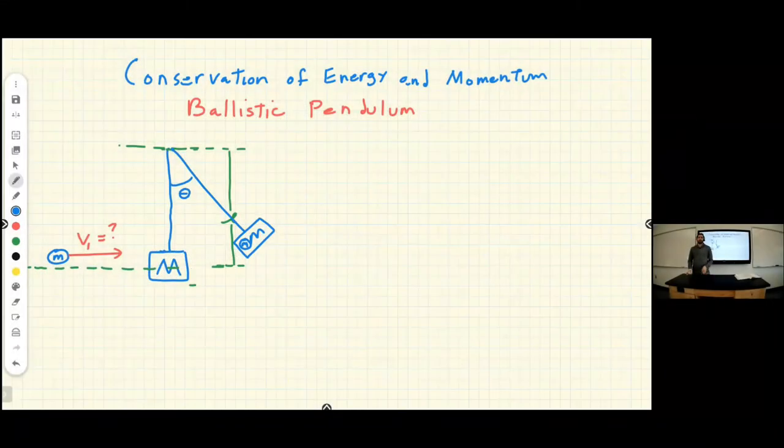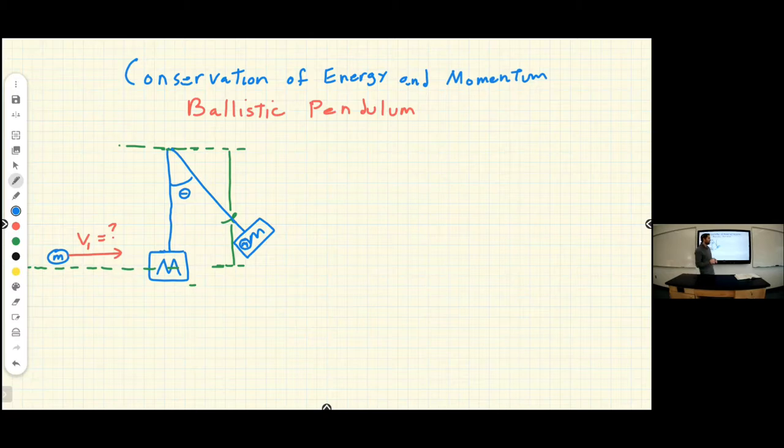All right, guys, so today what I want to do is talk to you about a pretty classic example of tying together what we've learned about conservation of momentum and conservation of energy. And the example that we're going to look at is called a ballistic pendulum.